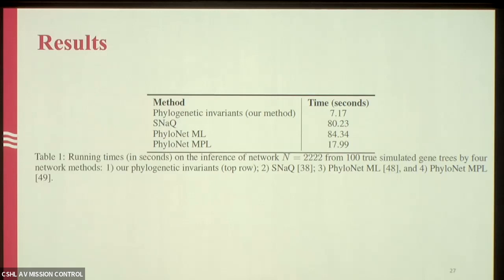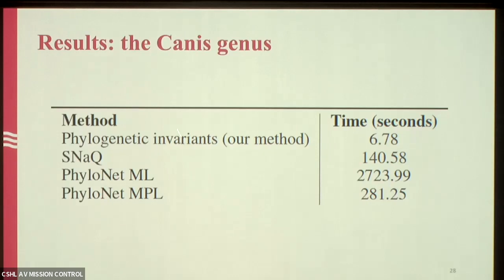After all these simulation scenarios, we are interested in how our method performs on real data. So we use real data from the Canis genus, and we want to see if our method is also faster in this case. For this data set, there are only 6 taxa, but our method is still more than 10 times faster than SNAC, and also much faster than PhyloNet maximum likelihood or maximum pseudo likelihood.